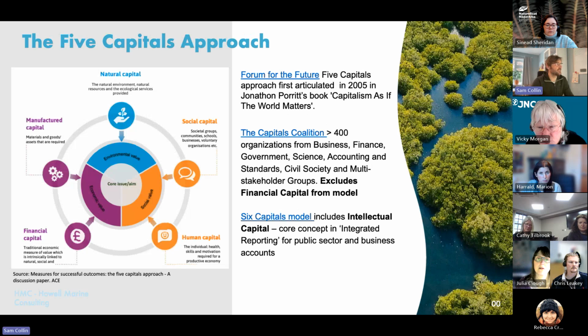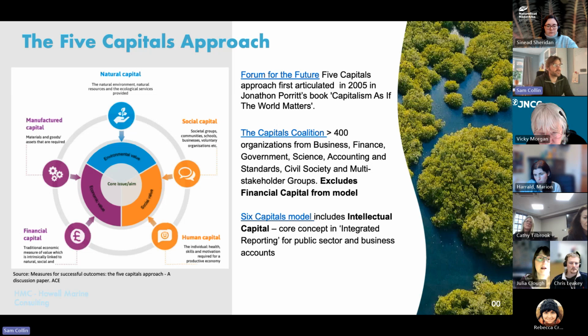So a quick background in terms of the 5 capitals approach. Everyone here is obviously aware of natural capital, but the other 4 being social capital, so communities, schools, businesses, parts of society. Human capital, so this focuses more on the individual, so health, skills, qualifications. There's financial capital, which is obviously money and economics. And then there's manufactured capital, which is the built environment around us.